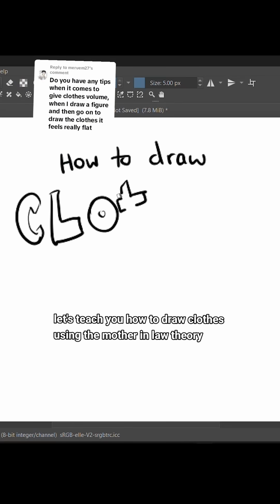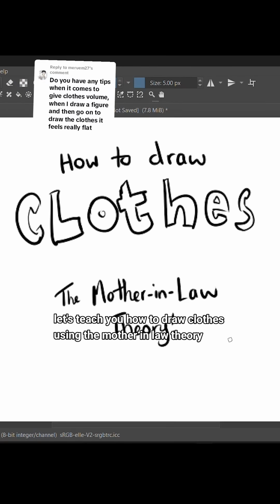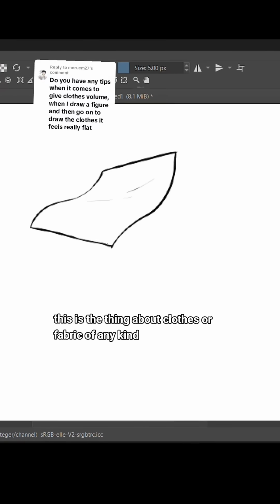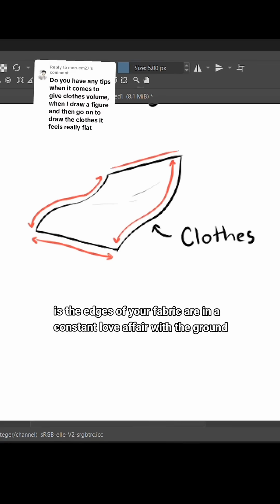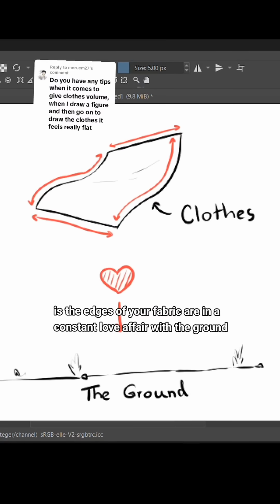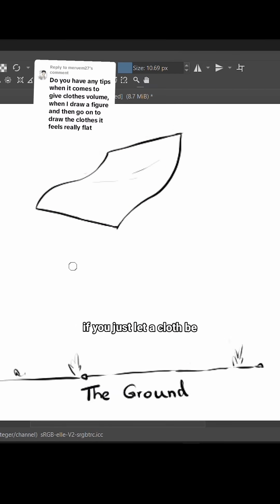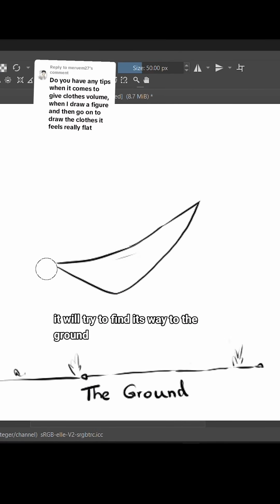What's up TikTok? Let's teach you how to draw clothes using the mother-in-law theory. See, the thing about clothes or fabric of any kind is the edges of your fabric are in a constant love affair with the ground, which means at any given moment, if you just let a cloth be, it would try to find its way to the ground.